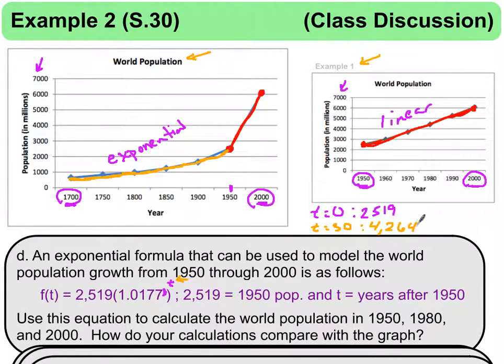4,264. And then likewise, if you're talking about the year 2000, 2000 is 50 years after 1950. So we would let t equal 50. And then if you plug the 50 in for t, and calculate that f of t, you would end up with 6,056 people in terms of that population.